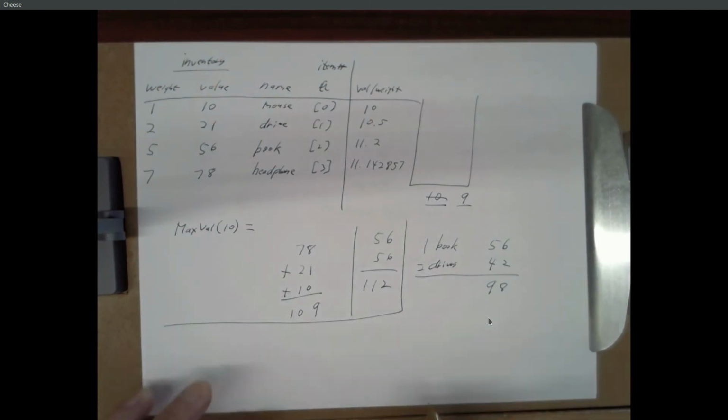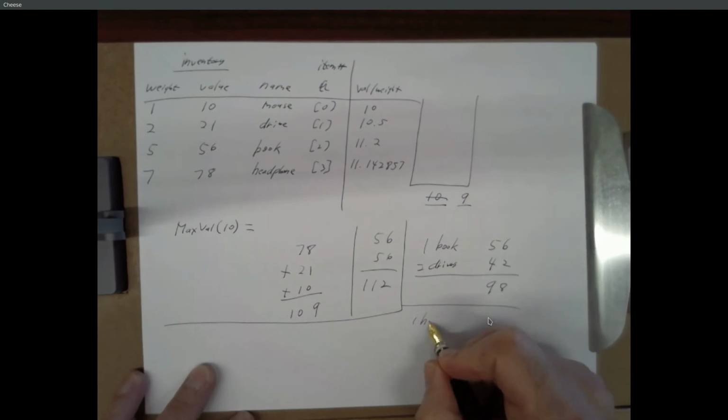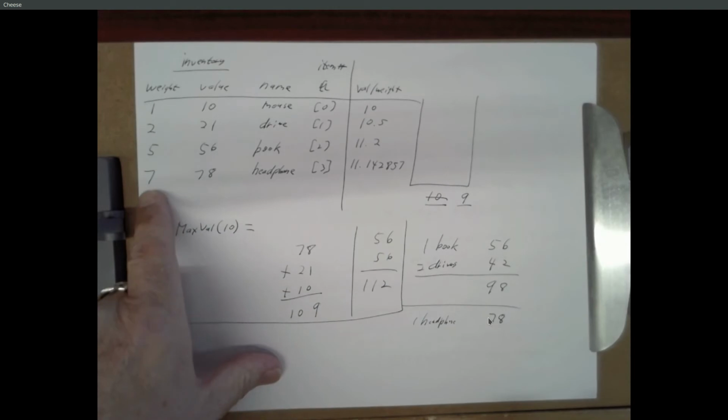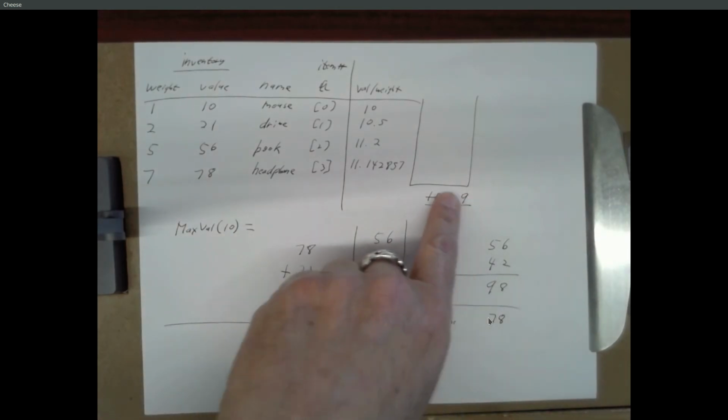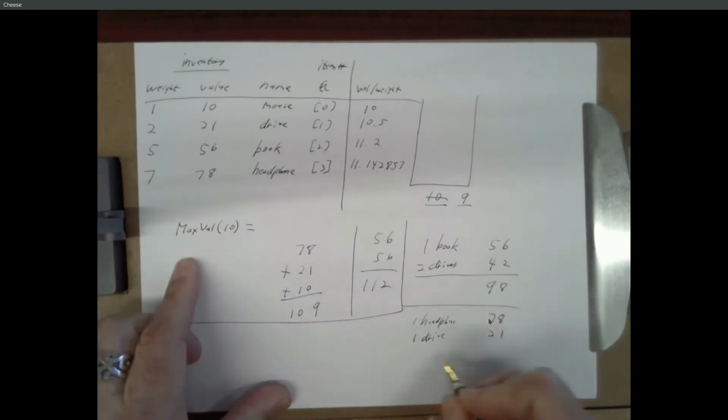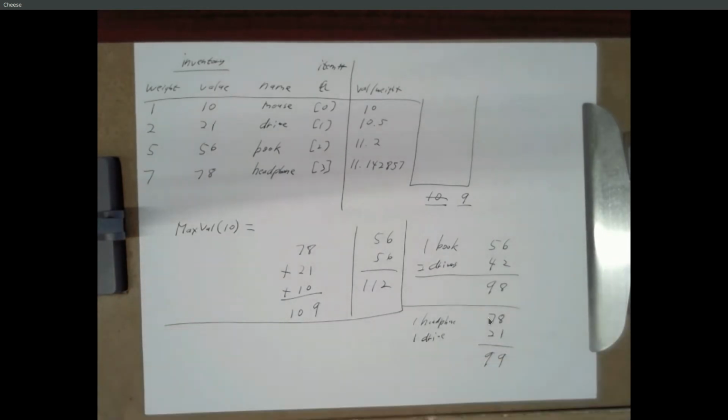But we can actually do better: a headphone and a drive. If you do 1 headphone, that's worth $78. Uses up 7 pounds, leaves us with 2 pounds. Take 1 drive. That's worth $21. That gets us to $99. So this is the whole trick to the knapsack problem: because we can only take integral amounts of things, a greedy algorithm doesn't always work. So we got to find a different way to solve this.